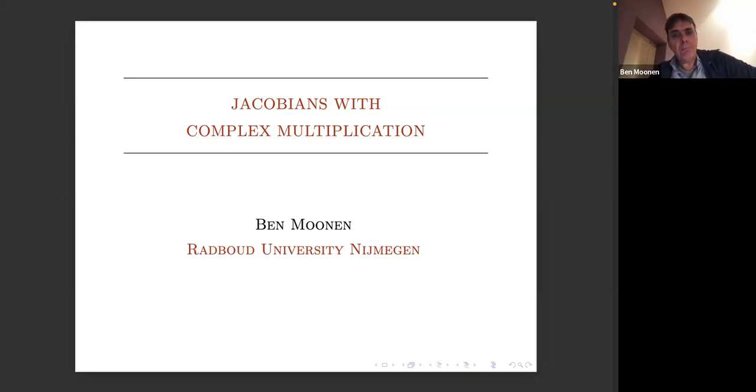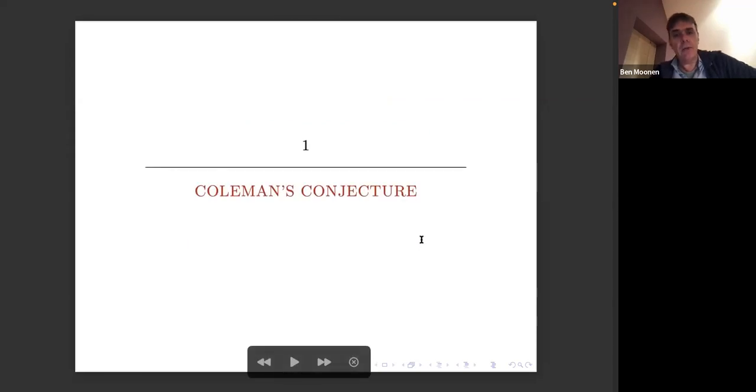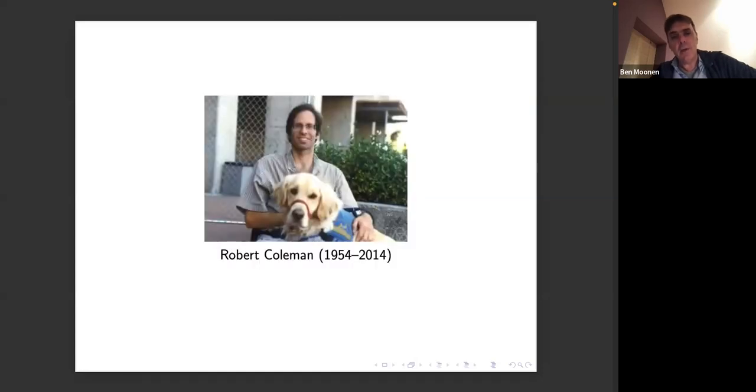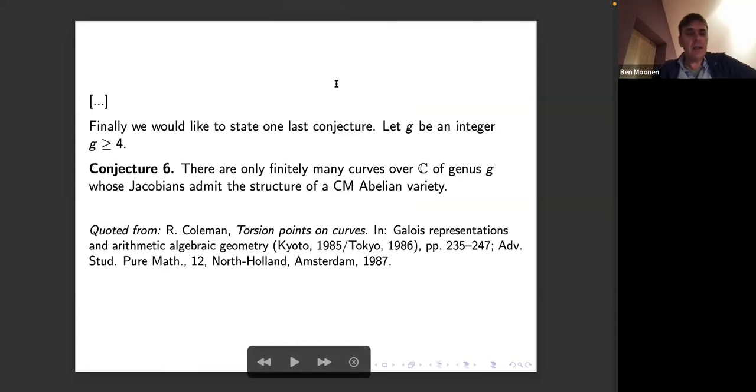So the story that I want to talk about really starts in the mid 80s with Robert Coleman, in a paper from which I'll quote here. This is actually a short quote from a paper that was published in 87. The conjecture that he states there is the following.